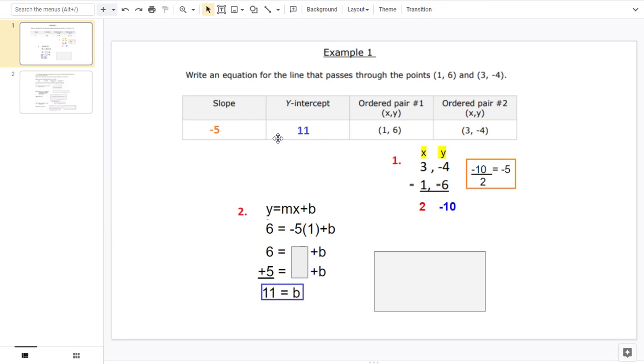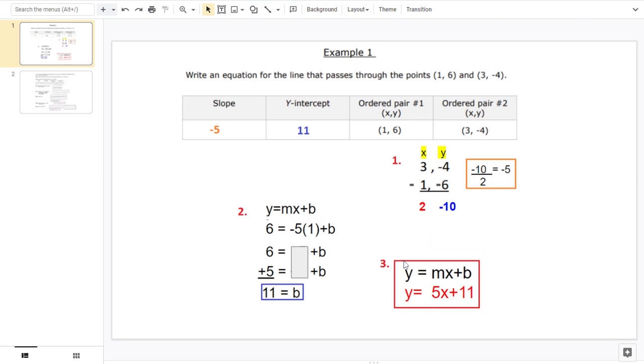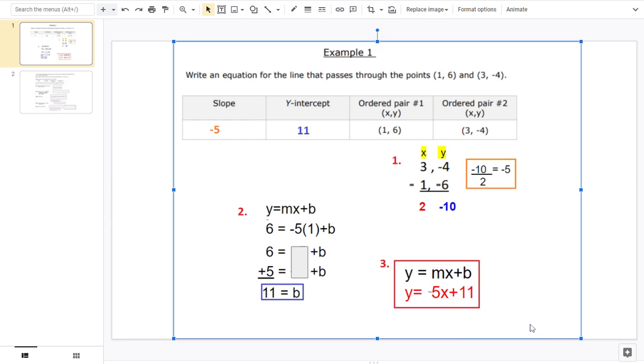Okay, so now we have all of our information. So we're going to use our y equals mx plus b formula, and we're going to put our information that we have into it to write our equation. So we have y equals m, which is our slope, which we had as -5. Got that off, that should be -5. And we have our y-intercept, which is 11. Let me fix that right fast. So the equation of the line would be y equals -5x plus 11.